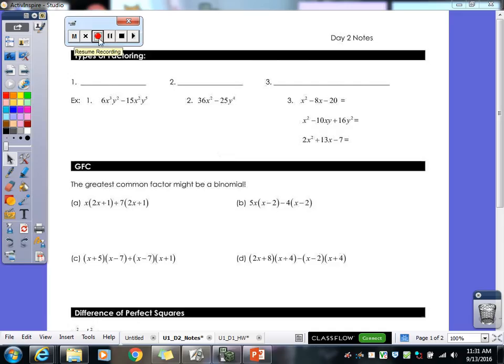Reviewing our types of factoring today. Factoring we're going to be using a lot throughout the rest of the year, so we're going to have to do lots of practice with it. So for our three different types of factoring, who remembers them?